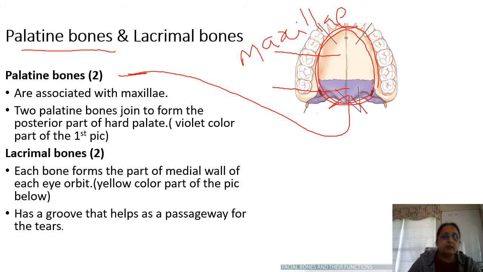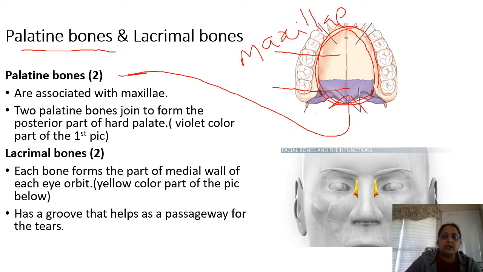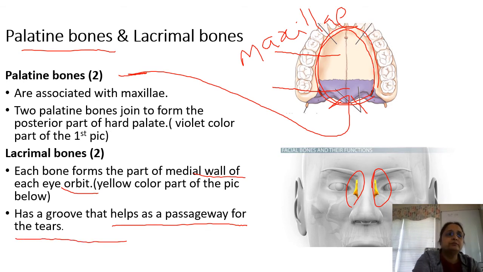Next is lacrimal bones. Lacrimal bones are these yellow colored structures, and they form the medial wall of each eye orbit. It has a groove so that it can help the tears to pass through it.